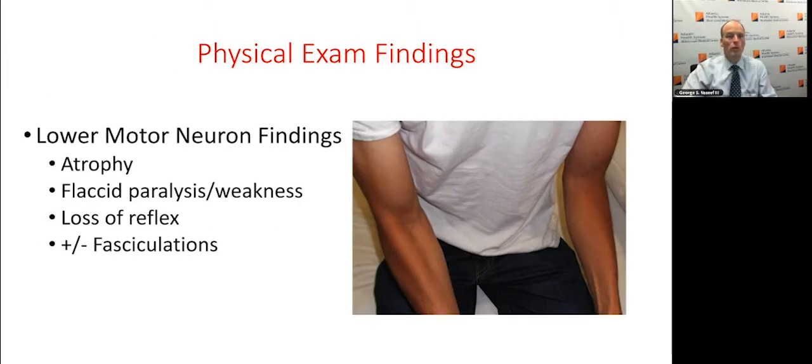So on physical exam, when I look for lower motor neuron findings or radicular findings in a more advanced patient, we'll see atrophy of the biceps and atrophy of the brachioradialis. This would be associated with weakness or flaccid paralysis. There's typically loss or blunting of the reflex. And sometimes as that nerve is trying to recover, there'll be fasciculations. You'll see little twitches in the muscle occurring.